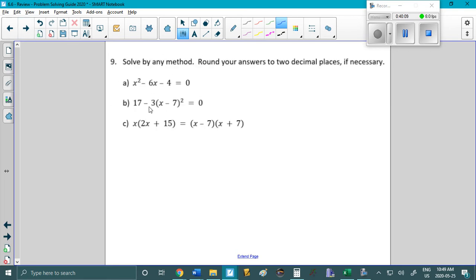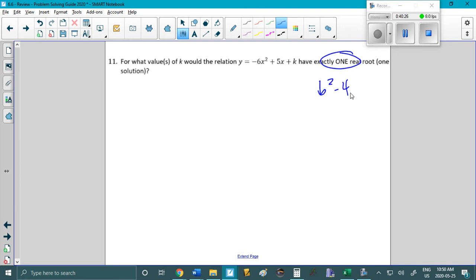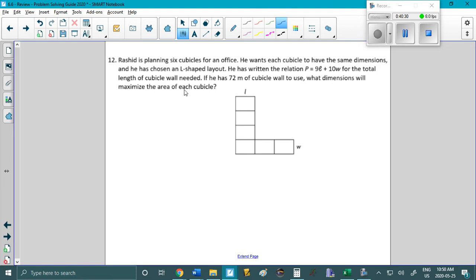Solve by any method. Just be sure here that you FOIL and multiply through. And here you got to multiply through, you got to FOIL. Bring everything to one side and solve. Complete the square, you should be able to do that. For what values of k would it have exactly 1? So I'm just going to tell you b squared minus 4ac equals 0. And then solve.